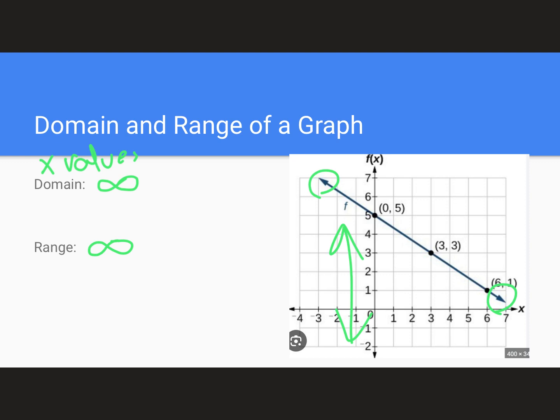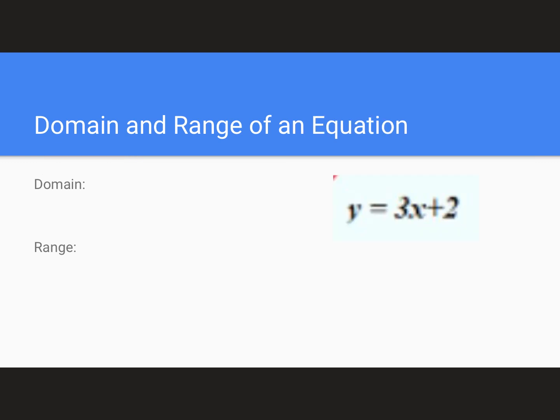When I have a line, especially any that is not horizontal, that is slanted in any way, has any slope other than 0, it's going to have a domain of infinity and a range of infinity.